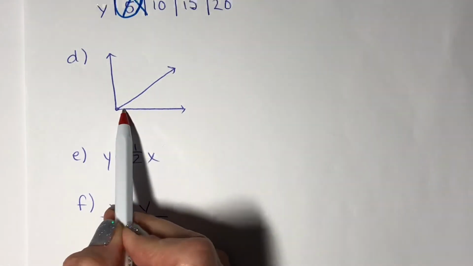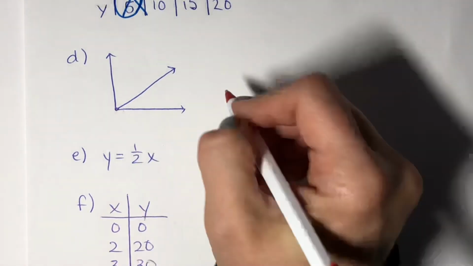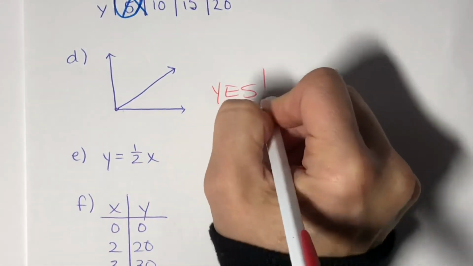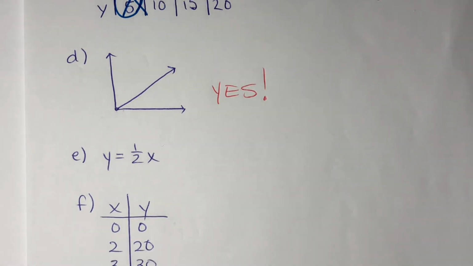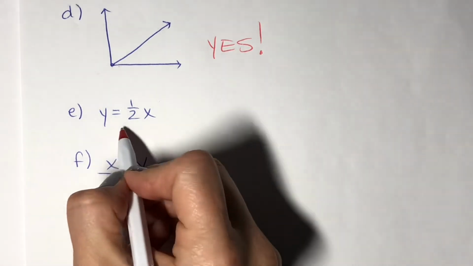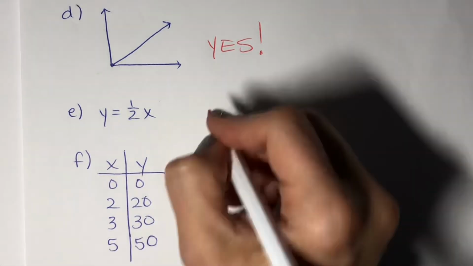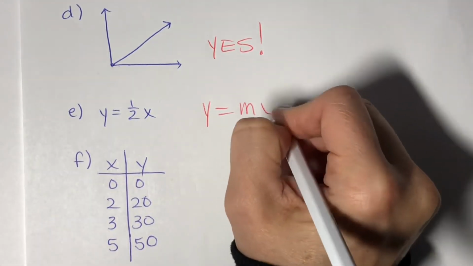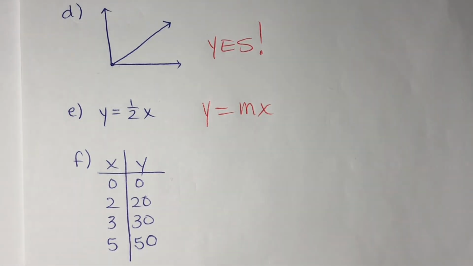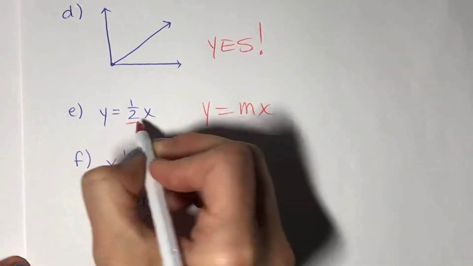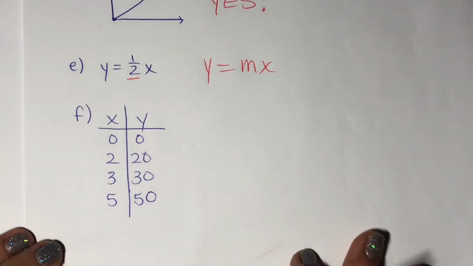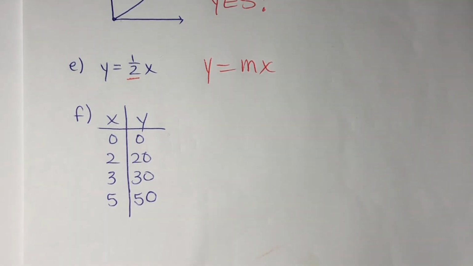So let's look at these 3. Is this a straight line? Yes. Does it go through the origin? Yes. So this is a graph of a proportional relationship. It's all it needs to meet for a graph. Is this equation an example of a proportional relationship? In other words, does the equation fit the format y equals mx? Yes. Okay. And then is this table a proportional relationship?